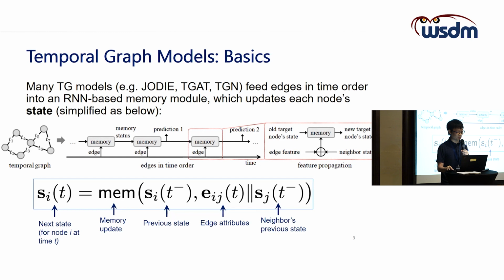And so this is the equation over here. It basically says that the next node's state, the state of node i at time t, is computed by using the memory update module, taking in the previous state of the same node, s_i(t-), and combining it with the edge attributes, e_ij, as well as the neighbor's previous state. And this mem over here represents some kind of module, which usually contains some learnable parameters. And these learnable parameters are updated during the training time.